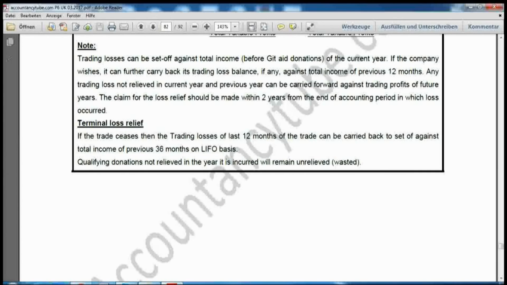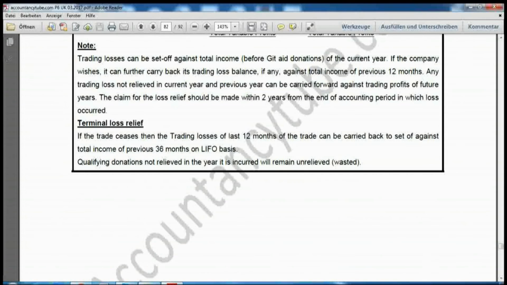Now, the terminal loss is the loss of the last 12 months. That can be carried back to the previous 36 months on a last in first out basis. So that would be LIFO basis. So previous 12 months, whatever the immediate previous one is, then that one, then the previous one. So for example, if you have ceased trading in 2014, a LIFO basis would be 2014, 13, 12, and then 11. So that would be LIFO basis. Qualifying donations not relieved in the year it is incurred will remain unrelieved.